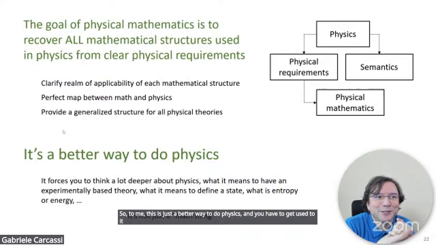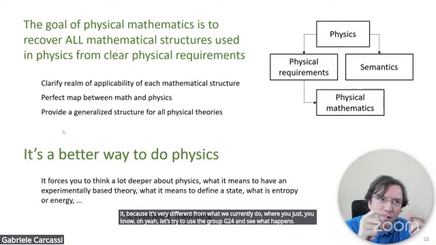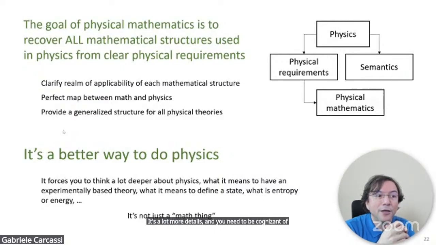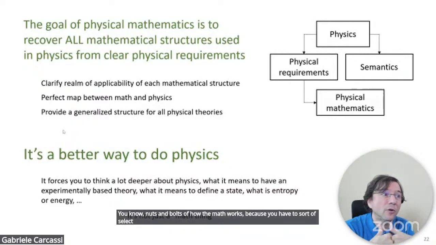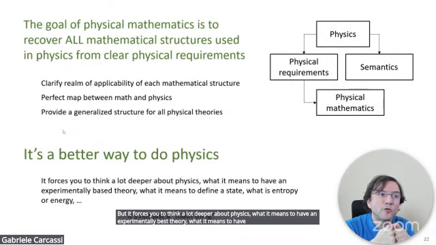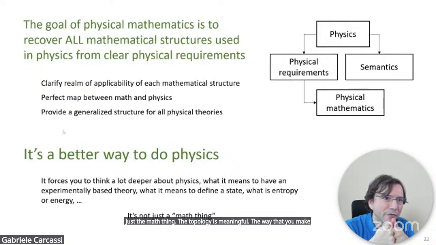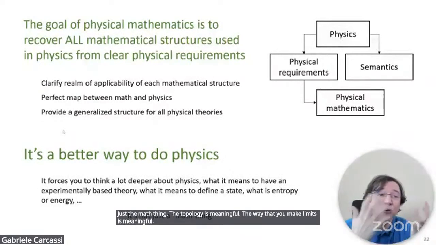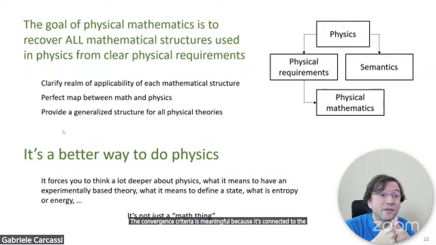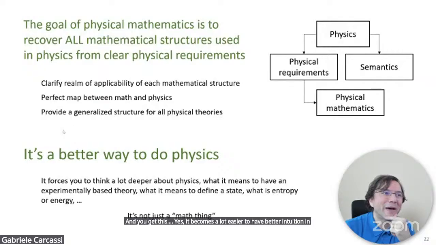And you have to get used to it, because it's very different from what we currently do, where you just say, oh yeah, let's try to use the group G24 and see what happens. It's a lot more details, and you need to be cognizant of a lot of nuts and bolts of how the math works, because you have to select what are the correct nuts and bolts. But it forces you to think a lot deeper about physics. What it means to have an experimentally based theory, what it means to define a state, what the entropy is, what the energy is. And then suddenly, all these details become meaningful. It's not just a math thing. The topology is meaningful. The way that you make limits is meaningful. The convergence criteria is meaningful because it's connected to the experimental variability and so on. And yes, it becomes a lot easier to have a better intuition in both the math and the physics.